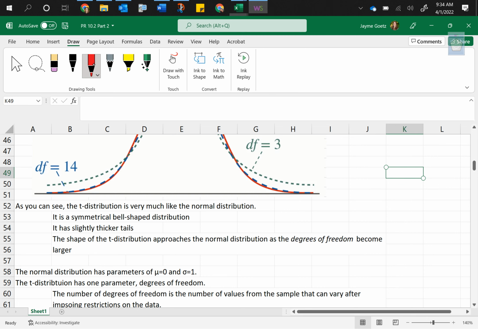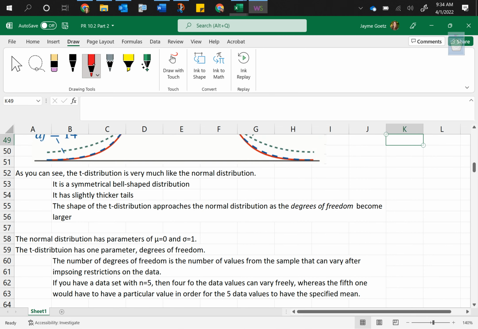Like, we're not focused on mu, we're not focused on the standard deviation. The t distribution only has one parameter, and that is the degrees of freedom. Now, I could sit here and go through this entire explanation of what the degrees of freedom came from and how it applies to us, but we really only need to know what it is, okay? The number of degrees of freedom is the number of values from the sample that can vary after imposing restrictions on the data. That's really confusing, but here's what it means.